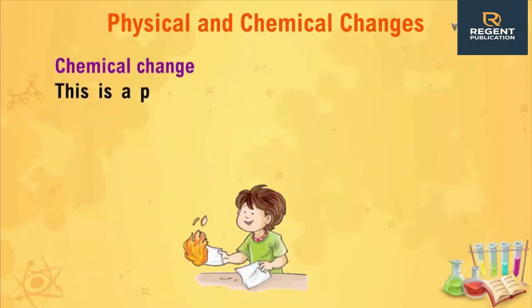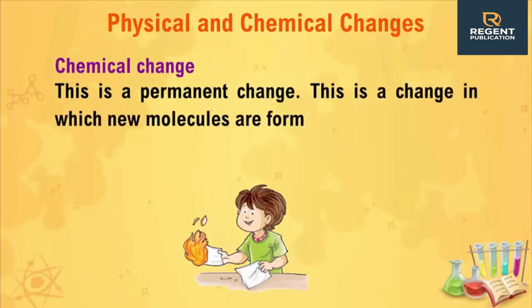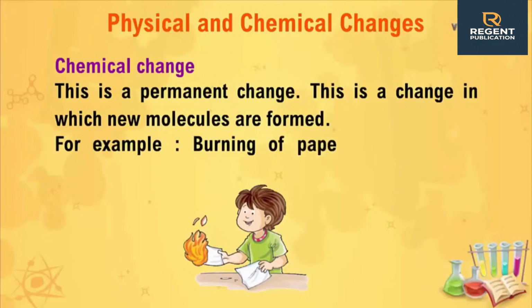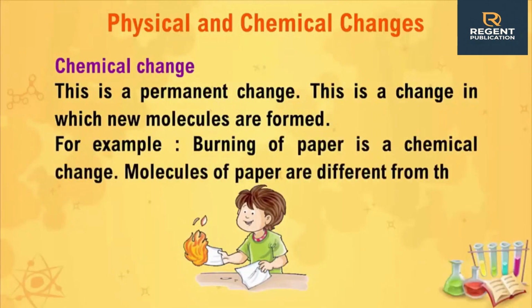Chemical change. This is a permanent change. This is a change in which new molecules are formed. For example, burning of paper is a chemical change. Molecules of paper are different from those of ash.